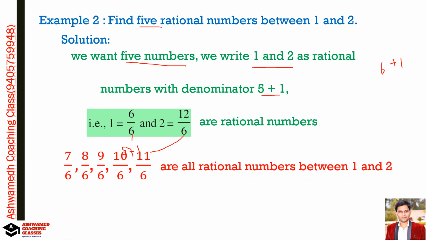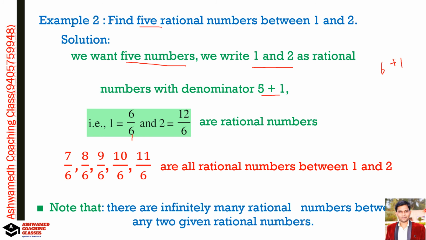See here. These are the rational numbers between the numbers 1 and 2. So 7 by 6, 8 by 6. See, 1 is 6 by 6, the next number is 7 by 6, next is 8 by 6, next is 9 by 6, 10 by 6, 11 by 6, and then 12 by 6. These are the rational numbers between 6 by 6 and 12 by 6. And what is 6 by 6? 1. And what is 12 by 6? 2. You know this method, so we just revise that.